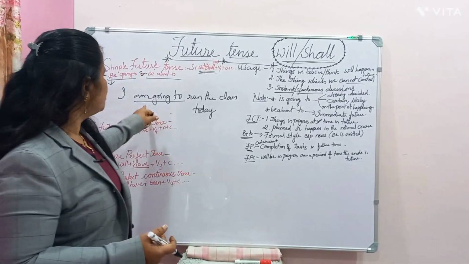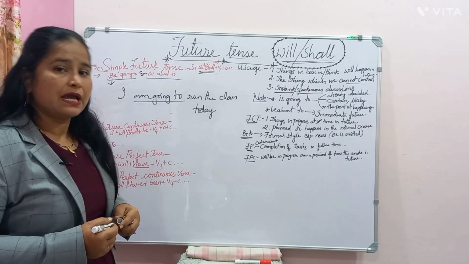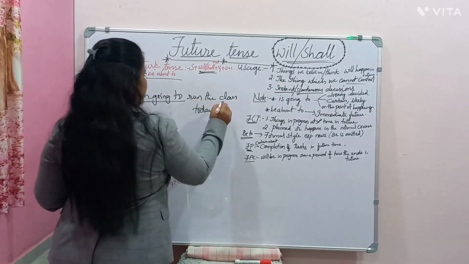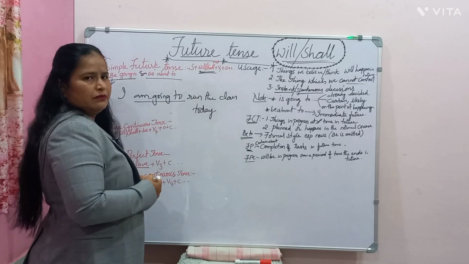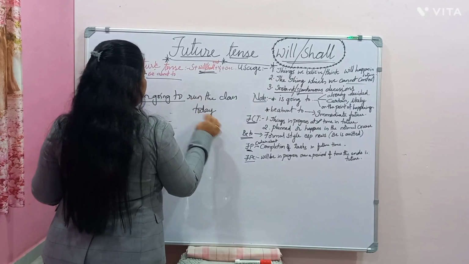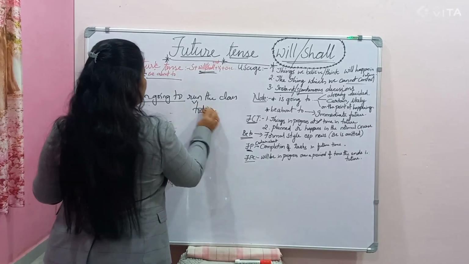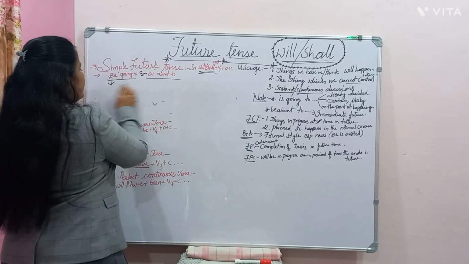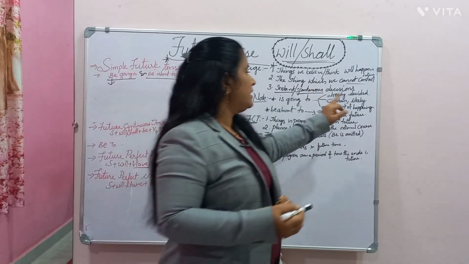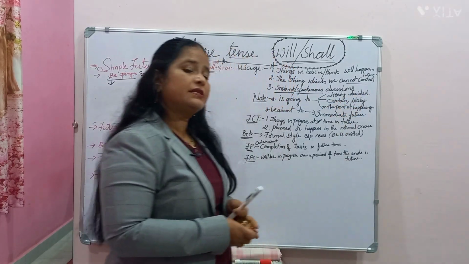I use this. I am going to run the class. I am going to take the class. I am going to conduct the class. I am going to, likewise, all the verbs. After I am going to, a bare verb comes. I am going to is used for a nearby future, which is already decided, and certain times it is certain.